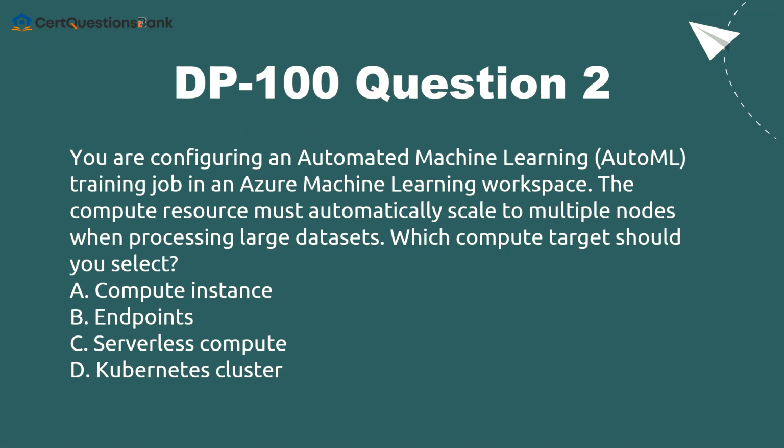You are configuring an automated machine learning (AutoML) training job in an Azure Machine Learning workspace. The compute resource must automatically scale to multiple nodes when processing large datasets. Which compute target should you select? A. Compute instance. B. Endpoints. C. Serverless compute. D. Kubernetes cluster.